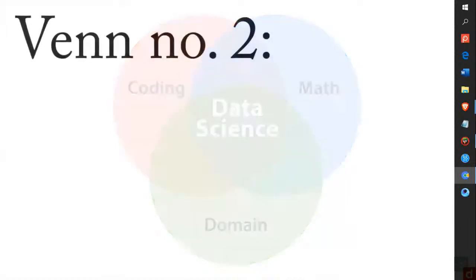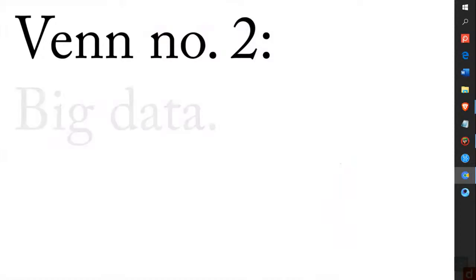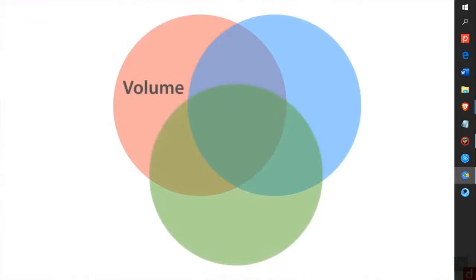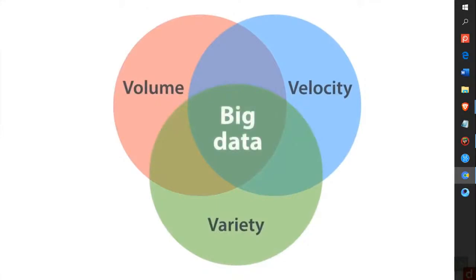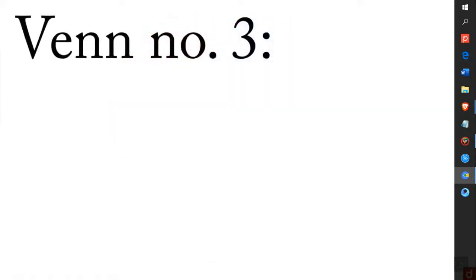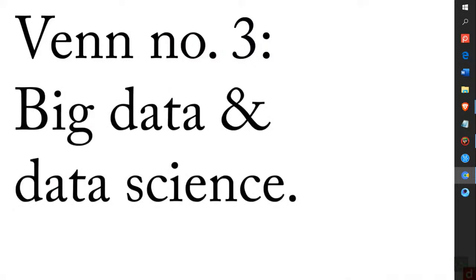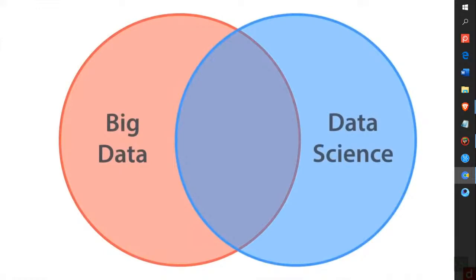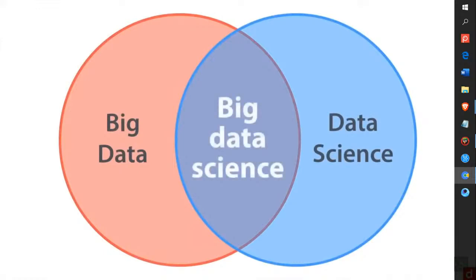On the other hand, Venn diagram number 2 is for big data. It also has 3 circles, and we have the high volume of data, the rapid velocity of data, and the extreme variety of data. Take those 3 V's together, you get big data. Now, we can also combine these 2 in a third Venn diagram we call big data and data science. This time it's just 2 circles with big data on the left and data science on the right. And the intersection there in the middle is big data science, which actually is a real term.